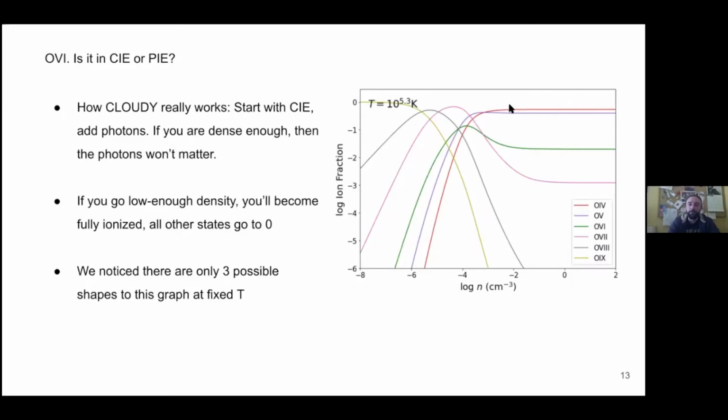So you bombard with enough photons, you're going to lose your oxygen 4 and 5, you're going to lose your oxygen 6 and 7, you're even going to start losing oxygen 8, and they're all going to turn into oxygen 9, fully ionized. So if you go low enough density, you'll become fully ionized, and all the other states will go to 0. So what we noticed is that there are only 3 possible shapes to this graph.